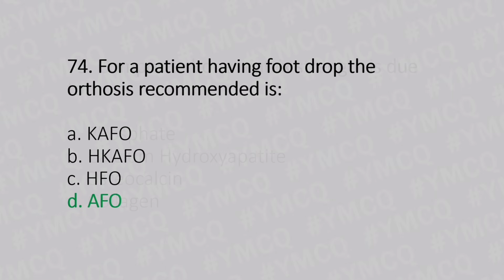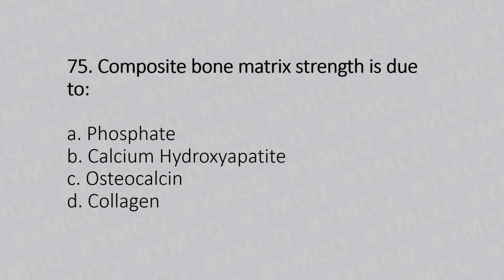Moving to our 75th question, composite bone matrix strength is due to option A, phosphate, option B, calcium hydroxyapatite, option C, osteocalcin, option D, collagen, and the answer is option B, calcium hydroxyapatite.